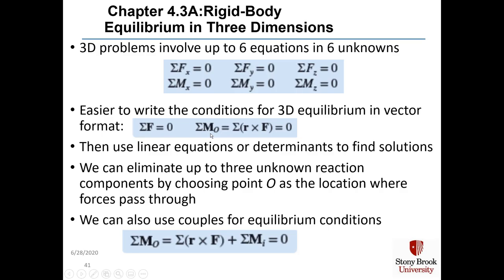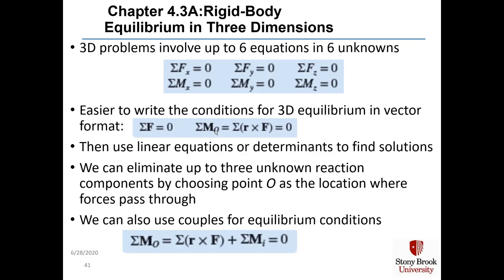And sum of the moments around any point, we're choosing point O here, is just the sum of position vector R cross F for each of the forces, and that equals zero. By writing the conditions in vector format, we can use linear equations or determinants to find solutions.